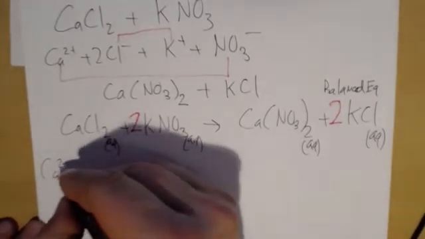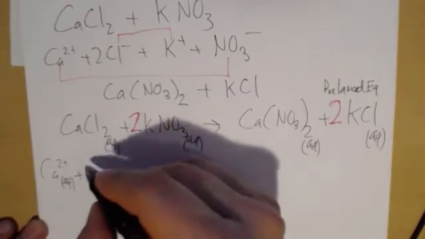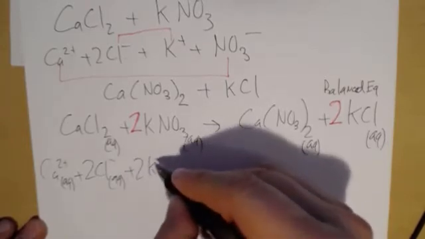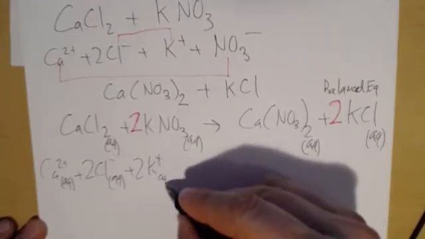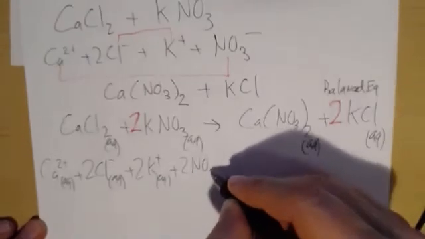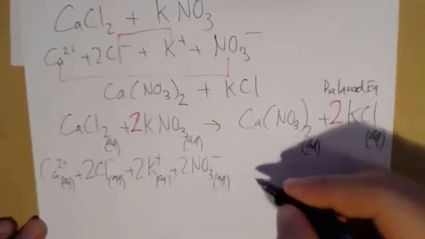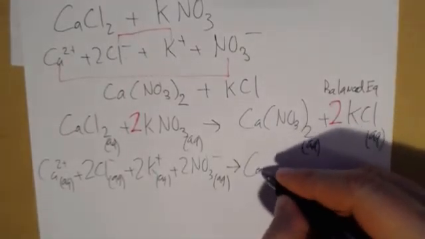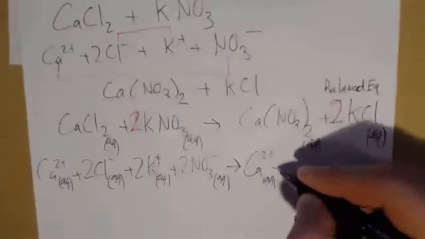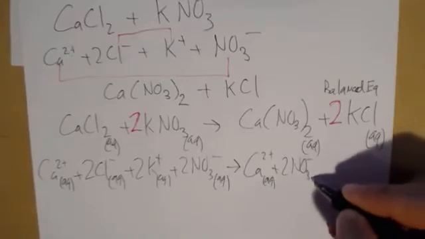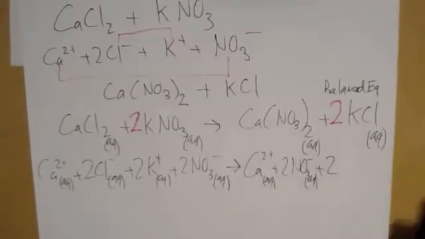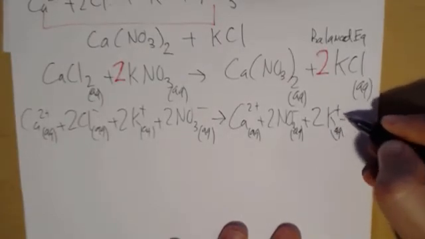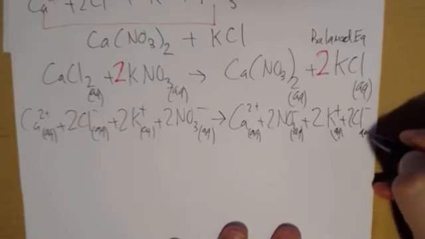I have calcium 2 plus aqueous. This is tedious, but I'm going to do it anyways. 2 chloride minus aqueous plus 2 potassium plus aqueous plus 2 nitrate minus aqueous goes to calcium 2 plus aqueous plus 2 nitrate minus aqueous plus 2 potassium plus aqueous plus 2 chloride minus aqueous.